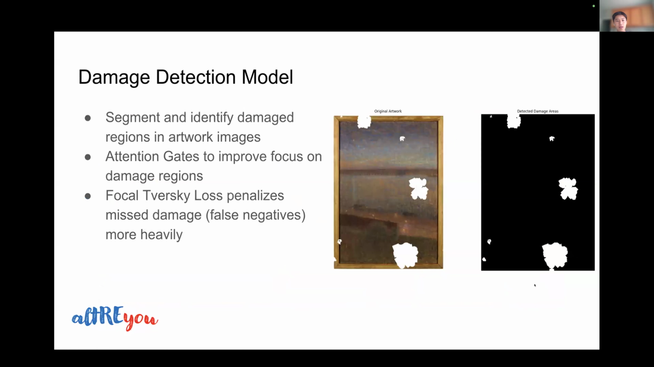We started with a CNN that detects and masks the damaged regions of the painting. We used 4.2K damaged artworks to train it, and used attention gates to focus on damaged regions, and used focal diversity loss to heavily penalize missed damage.